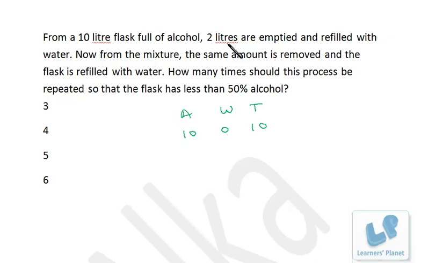Now in the next step 2 liters are emptied. That means 20% is being removed, right? So it is 8, it's 2 and it's 10. After that once again the same amount is removed. That means 20% every time is removed and replaced by water. That means every time 20% of alcohol will be reduced.